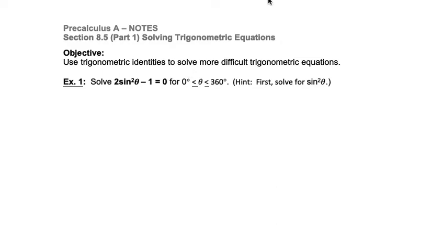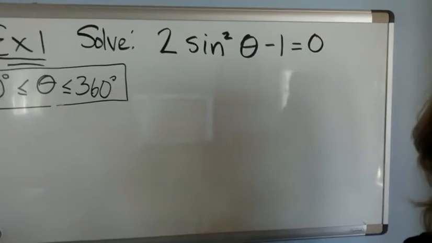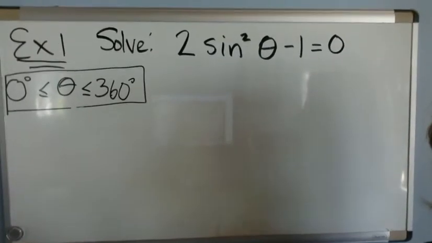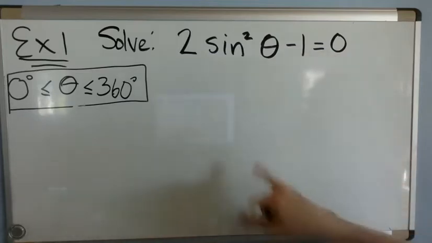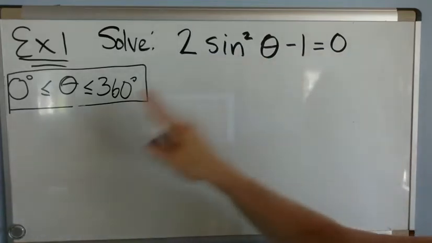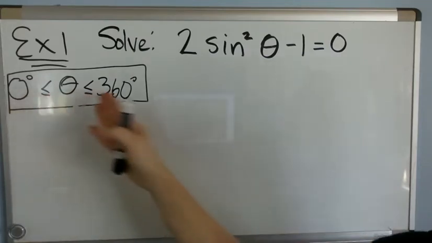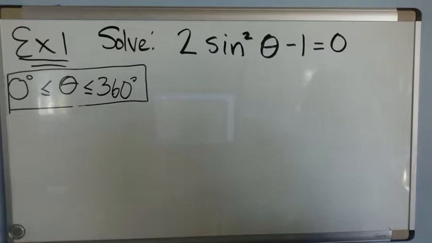Okay, let's do some examples. So let's start by solving example 1. We need to solve the equation 2 times the sine squared of theta minus 1 equals 0. Remember, we're solving for theta. We're trying to find what angle measure makes this true. We want to find all the angle measures between 0 degrees and 360 degrees that make this true. There are infinitely many angles, but we only want the ones between 0 and 360.